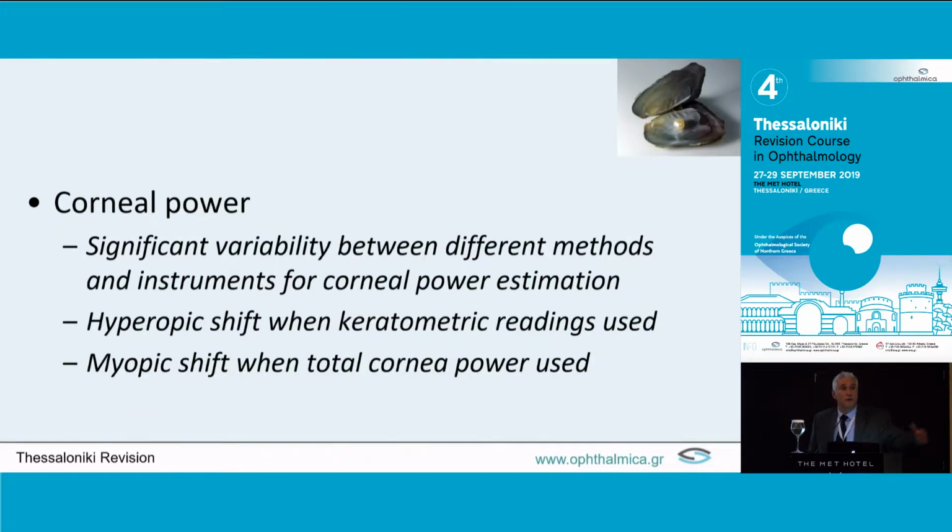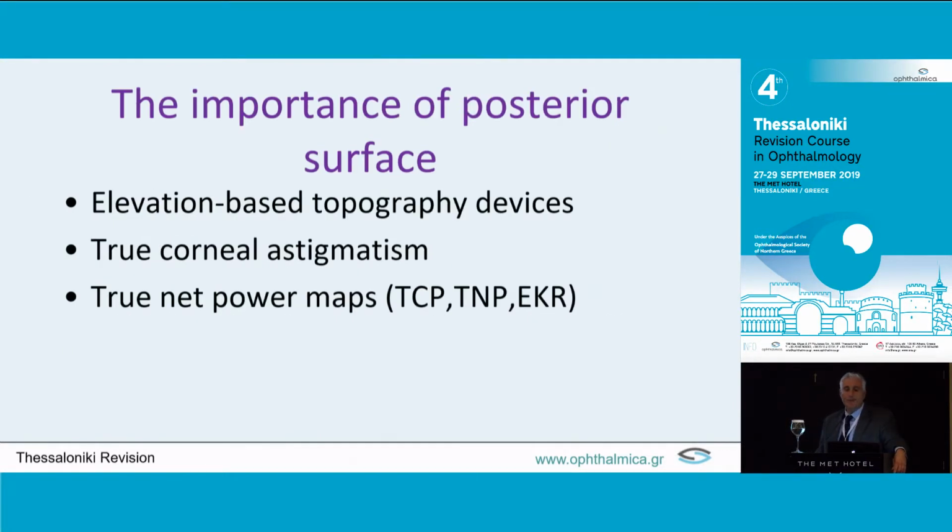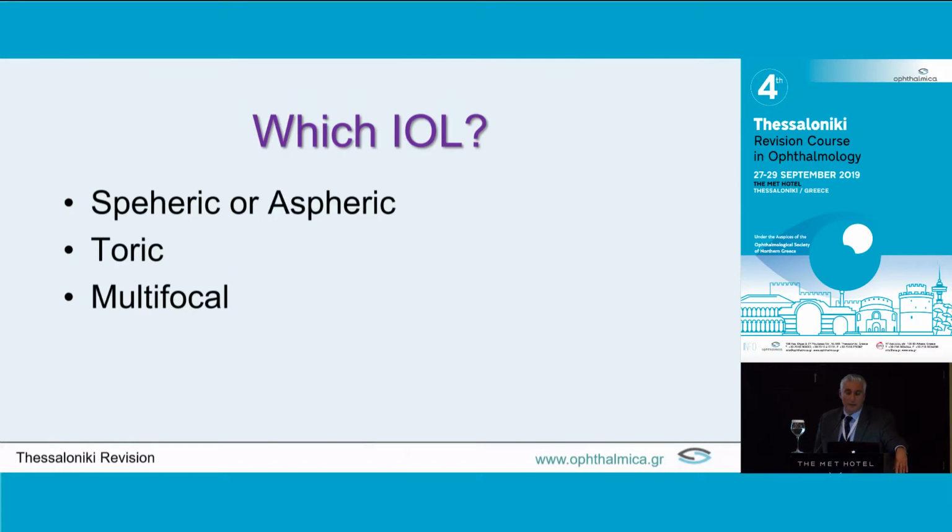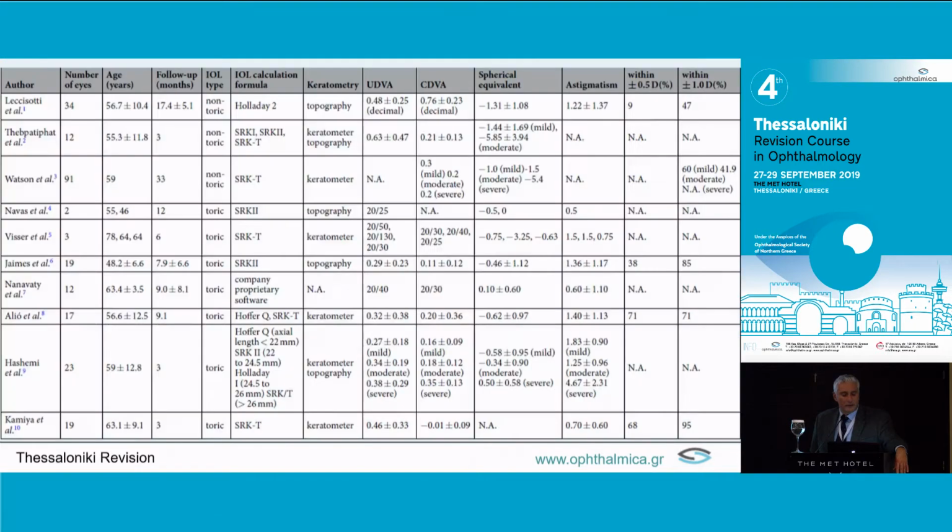Try to aim for the myopic shift, because that will be easier to correct later, either with excimer laser or with contact lenses. And I cannot stress more the importance of the posterior surface. Whatever you use, either the true corneal astigmatism, the true net power, whatever, please consider this as your standard corneal power that you're going to put in your formulas. It is very, very important to use the posterior surface, and this is probably the best tip I can give you. What about IOLs? Spheric, toric, multifocal, whatever.